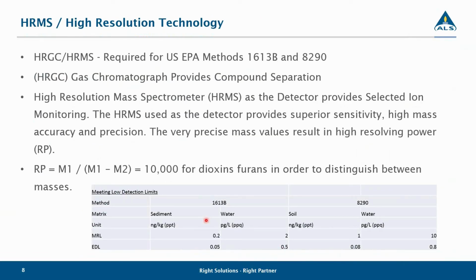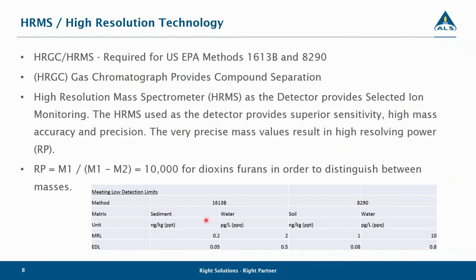Okay, so the dioxin furan analyses are performed utilizing high-resolution gas chromatograph with a high-resolution mass spec, the gold standard for dioxins and PCB congeners analyses. This type of instrumentation is required. It is required for EPA methods 1613B and 8290. The gas chromatograph provides compound separation. The retention times of the native compounds are based on the known retention times of the corresponding carbon-13 isotopically labeled standards, which helps ensure accurate identification of the dioxin and furan compounds.